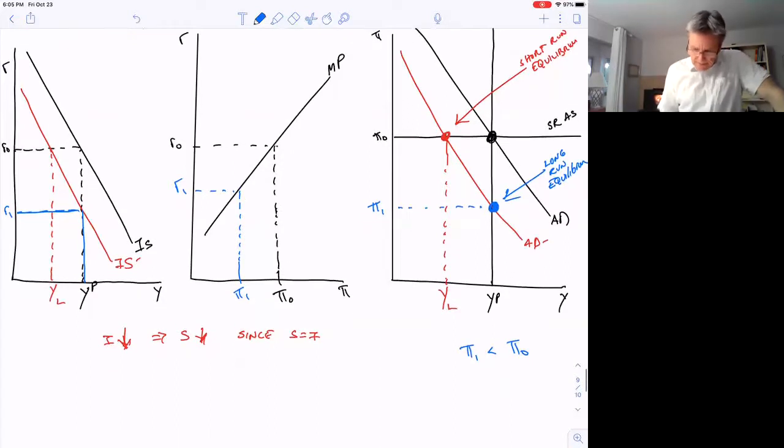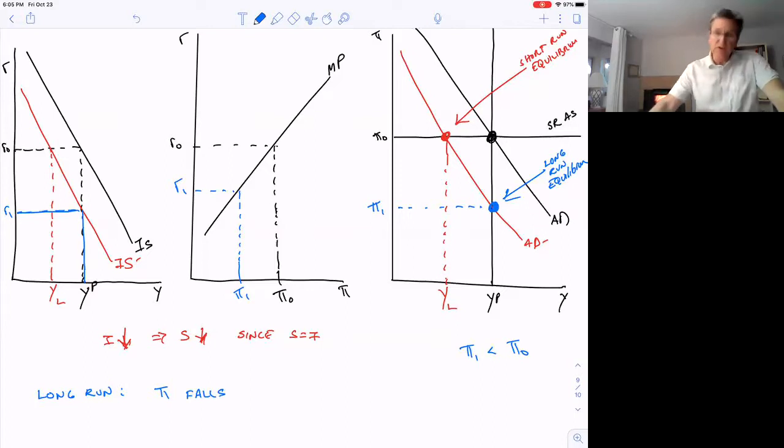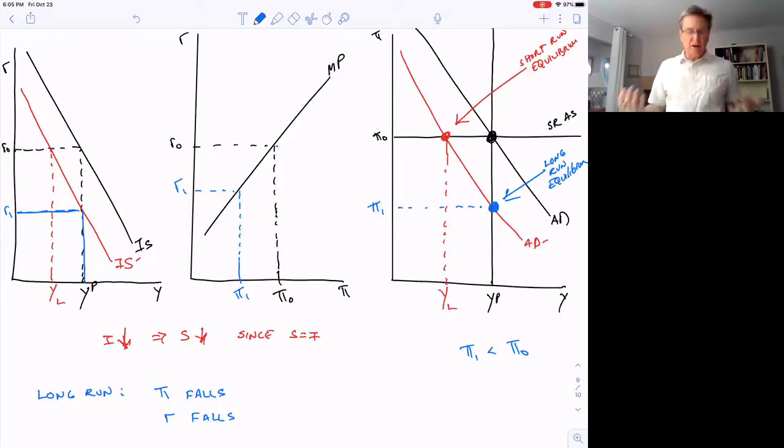So in the long run, inflation falls. And the real rate of interest has fallen too. R has fallen too. There's been no exogenous changes in R bar or in lambda, but the economy is able to go back to potential by itself at just a lower level of inflation and a lower real interest rate.